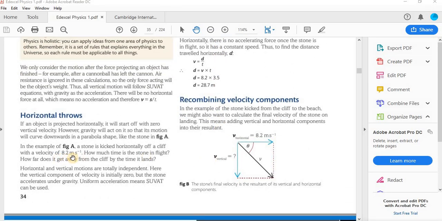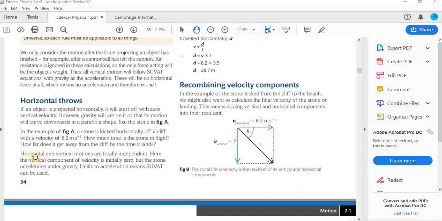So the initial velocity is 8.2 meters per second, and it is in the horizontal direction. How much time is the stone in flight? So we need to find the time of flight, and how far does it get away from the cliff by the time it lands, means we have to find the range, the horizontal distance it traveled. And you can see here horizontal and vertical motions are totally independent.